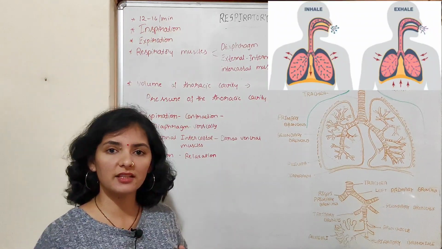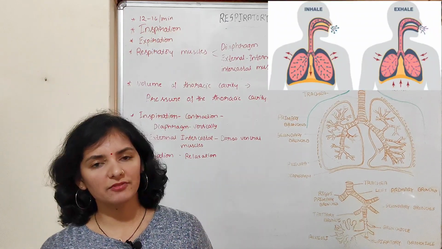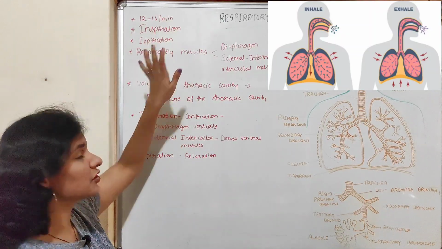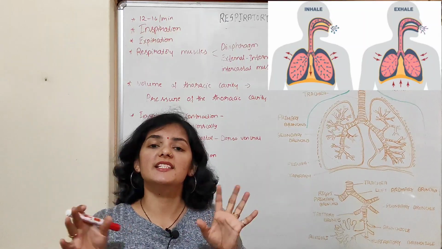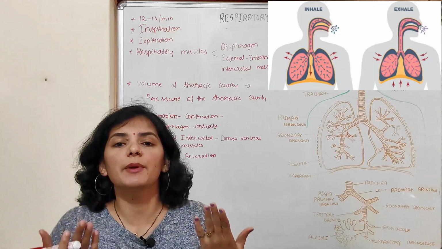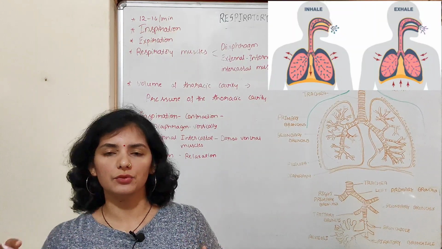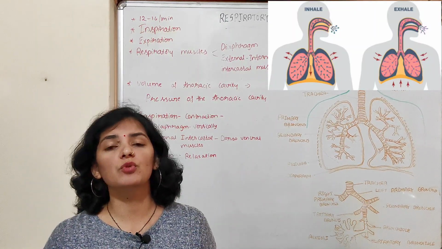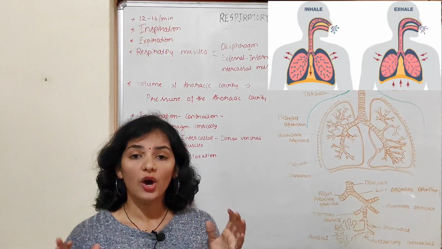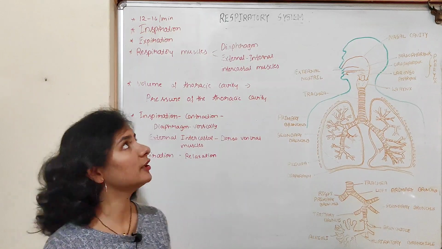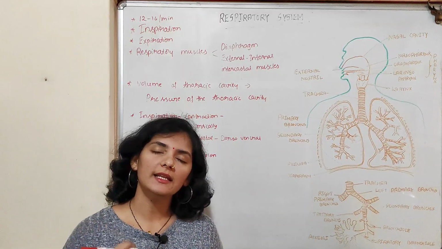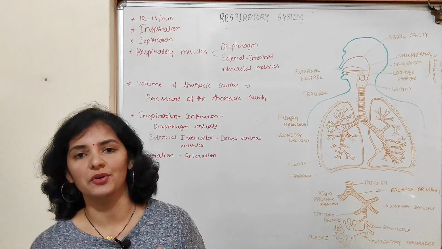Inspiration, or inhalation, is nothing but breathing in, a process in which atmospheric air is taken into the lung, whereas expiration, or exhalation, is breathing out, a process in which the alveolar air, that is, air present inside the lung, is expelled out of the lung into the atmosphere. So this process of movement of air in and out of the lung is known as breathing or respiration. On an average, a healthy human will breathe about 12 to 16 times per minute. So the movement of air in and out of the lung is nothing but respiration or breathing.